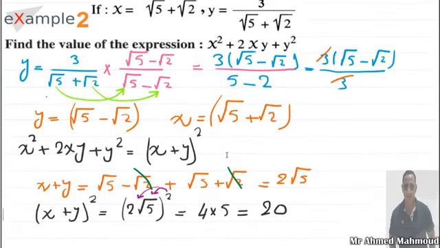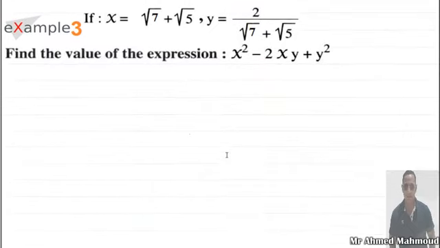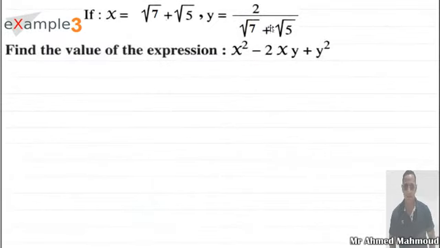Let's solve another example. Here we have x equal root 7 plus root 5, y equal 2 over root 7 plus root 5. Find the expression x power of 2 minus 2xy plus y power of 2. Okay, the first step, I'm going to simplify y. Y here equal 2 over root 7 plus square root 5.